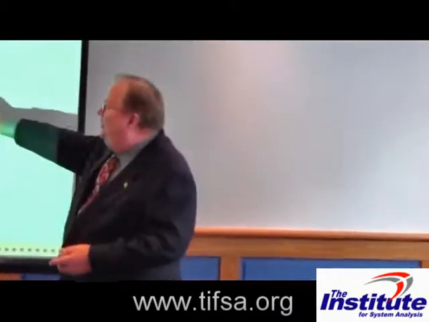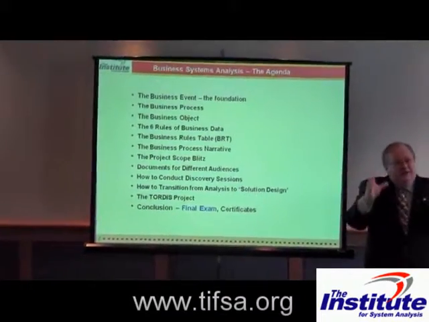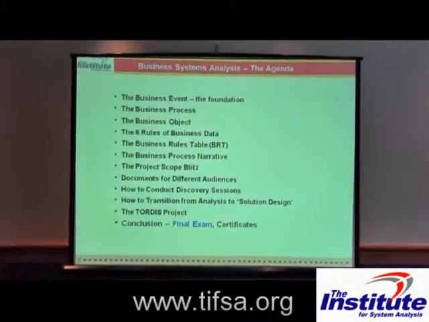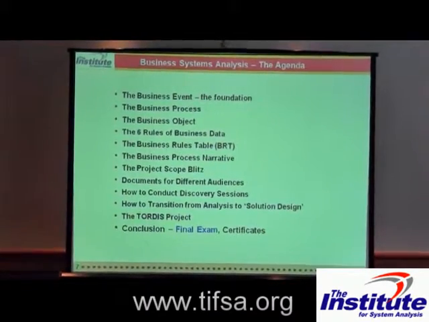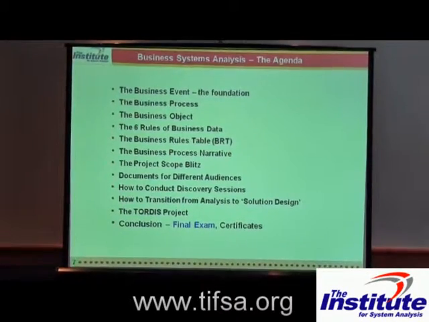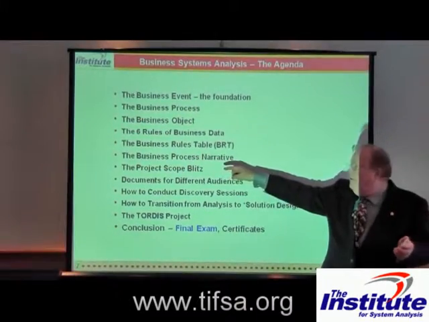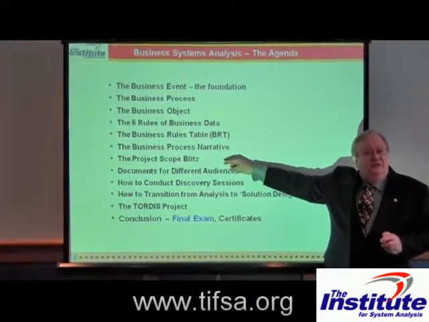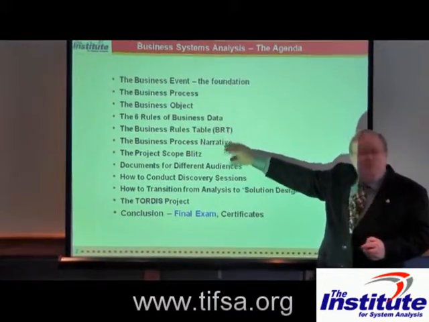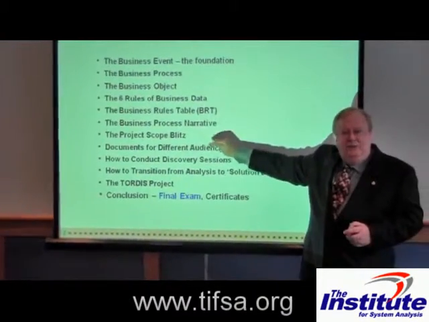And there's a whole lot of other stuff we're going to also cover in this course. Here you have the agenda. You have this in front of you as well. Here's the agenda for the course. We're going to look at the foundation, which is what we call the business event. We're going to look at the processes and the objects and the data and the rules and how to write the narratives. And then we're going to come to Project Scope Blitz. Now the Project Scope Blitz actually is what we start the project with. But we're not going to start talking about it first. We're going to look at everything else first so we can put the Project Scope Blitz into context and understand what the ingredients are.